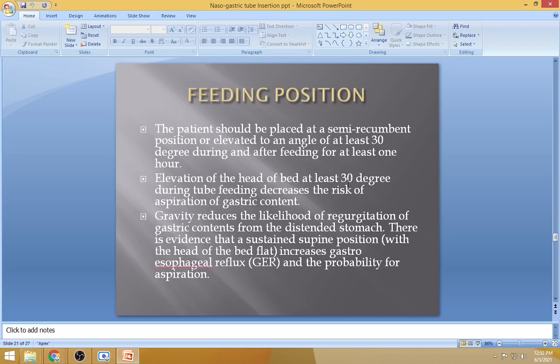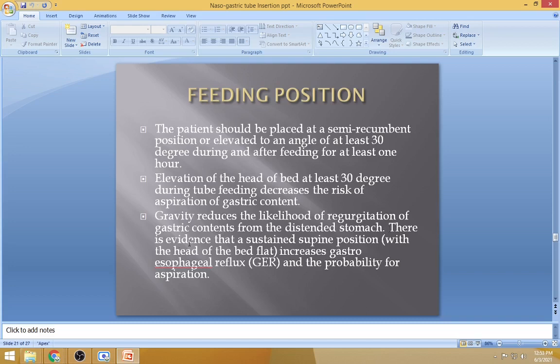Elevation of the head of the bed at least 30 degrees during the tube feeding decreases the risk of aspiration of the gastric content. This is very important. We have to remember, gravity reduces the likelihood of regurgitation of the gastric content from the distended stomach. So it also prevents regurgitation.